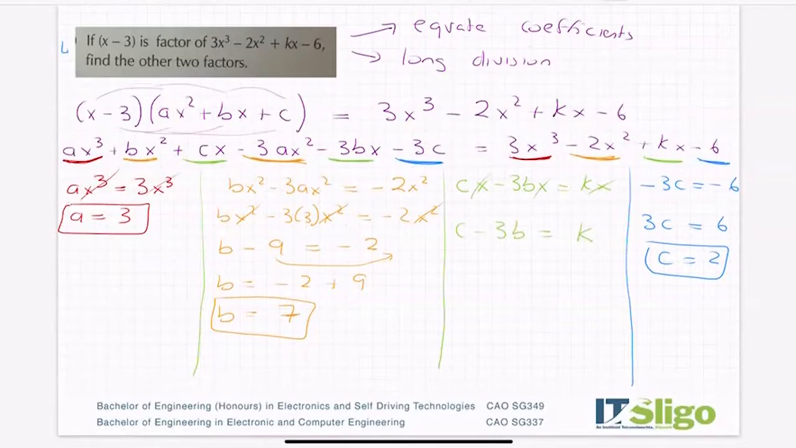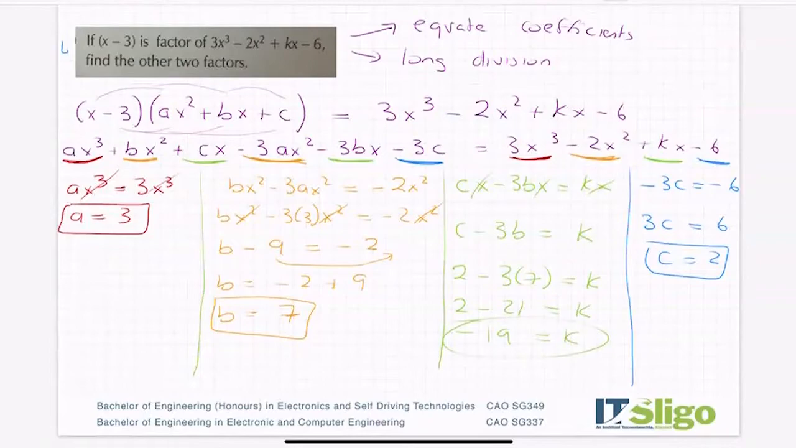Well, we don't know k, I suppose. c is 2 minus 3 times 7 is k. 2 minus 21 is k. Minus 19 is k. Okay, not that it asked me what k was, but anyway.